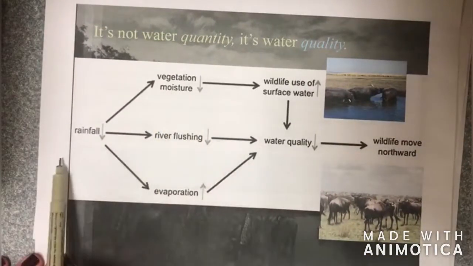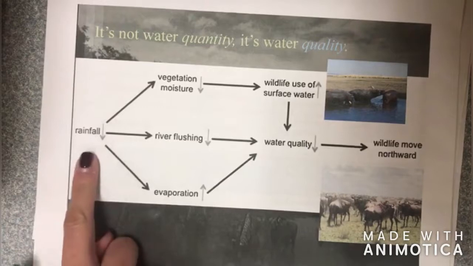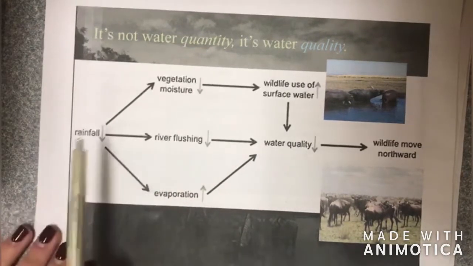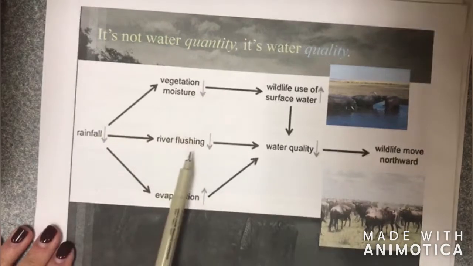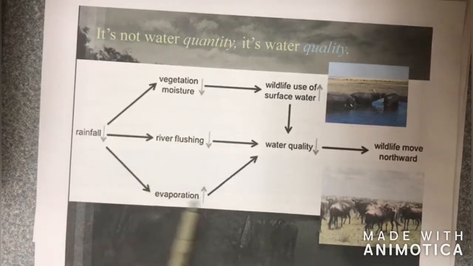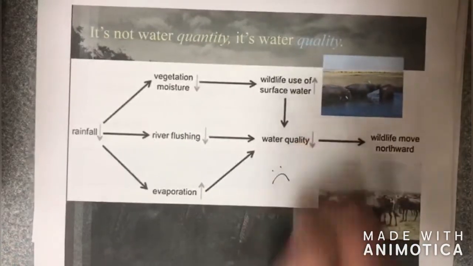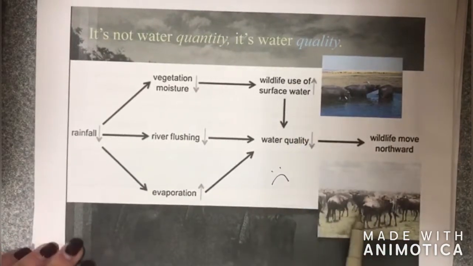The following picture demonstrates that not solely rainfall decrease is the cause, but its effects as well, where decreased rainfall causes less fresh water derived from plants, less river flushing, and more evaporation, which negatively impacts the surface water, effectively decreasing water quality and causing the wildebeest to move northward in search of water.